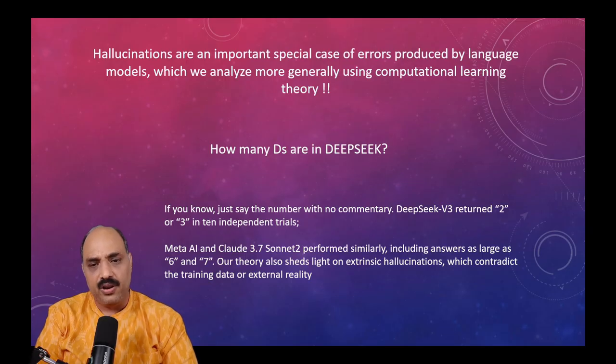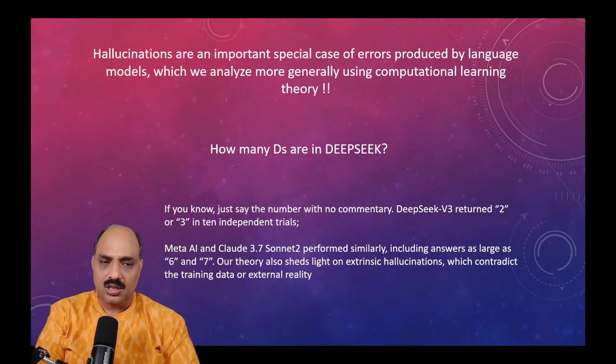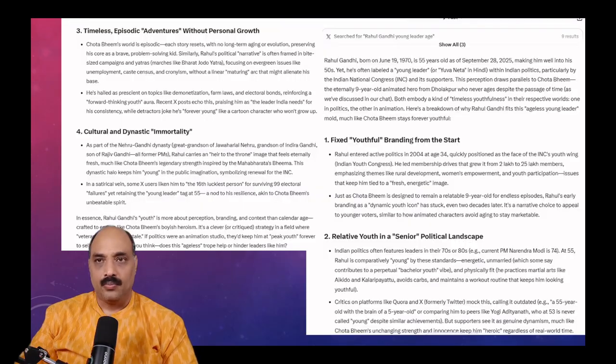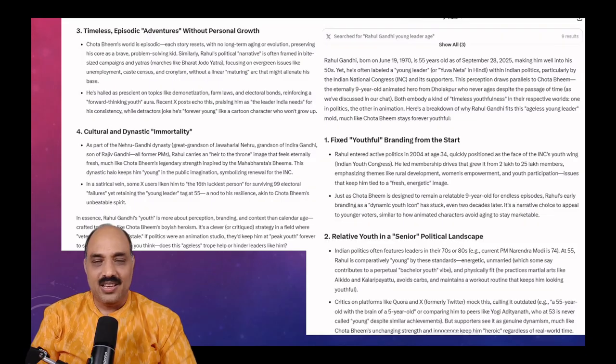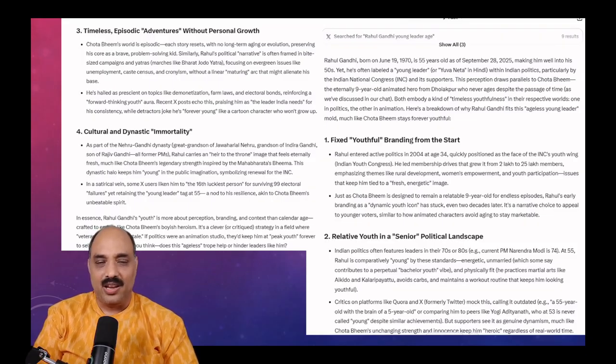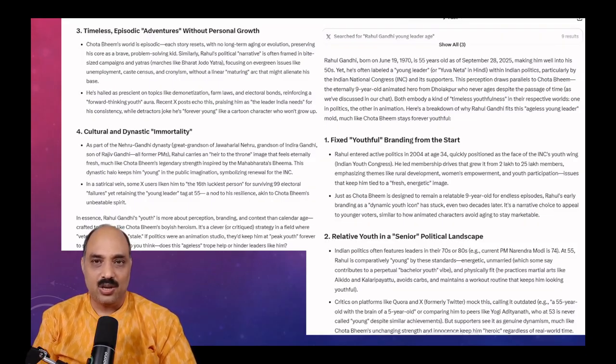Hallucination happens very, very regularly, more than you realize. It looks like it's not hallucinated, it's perfectly right, but there is a subtle hallucination in the models. Let us see an example. The example is coming from our thumbnail, Rahul Gandhi and Chota Bheem.